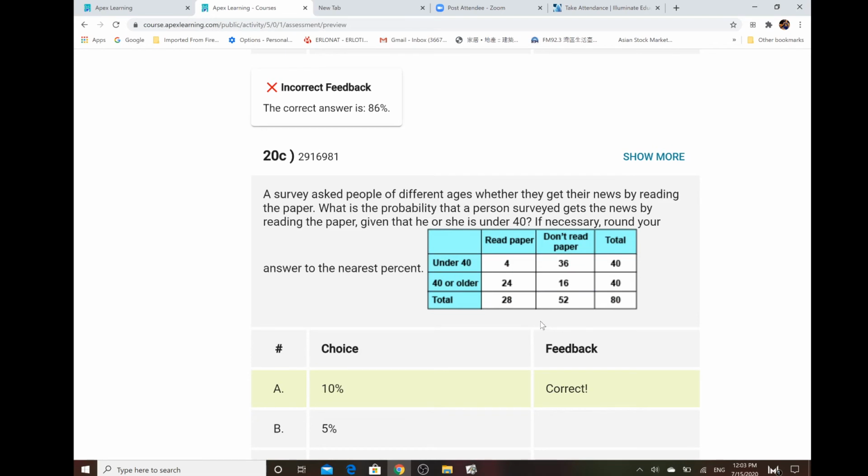So let's try another one here. So this one, a person surveyed gets the news by reading the paper, given that he or she is under 40. So this time we switch the situation. So the probability that a person surveyed gets the news by reading the paper. So reading the paper, okay, that would be this column. Given that he or she is under 40, so the given condition would be the total outcome. Under 40, then that'll be 40. Okay, so reading the paper. So this time would be considered 28 over 40.